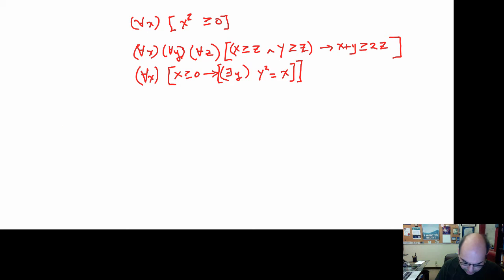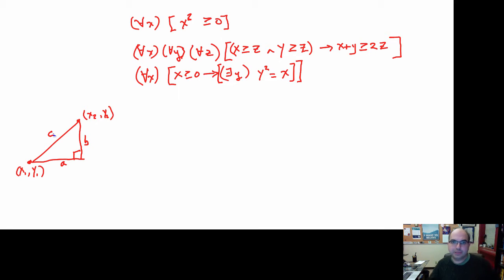Now, I'm going to try to set up a situation here where I have a triangle. Okay, it's a right triangle. And this point here is going to have coordinates x1, y1. This point here has coordinates x2, y2. And I want to use the Pythagorean theorem. So if this is A, this is B, and this is C, then they're related by a squared plus b squared equals c squared. And in particular, c is equal to the square root of a squared plus b squared. It's a positive square root.